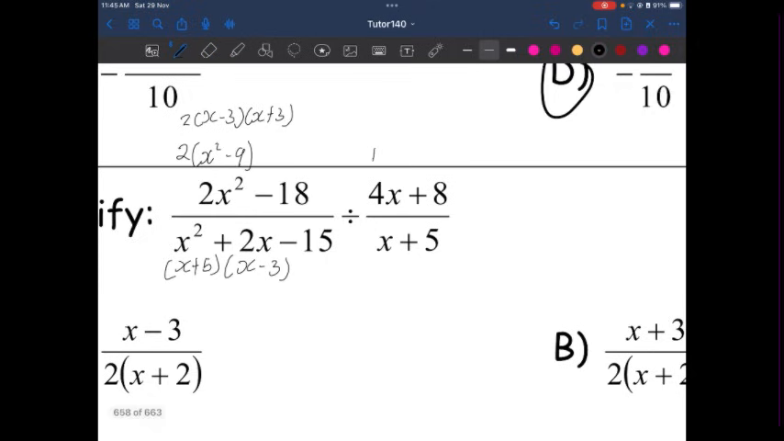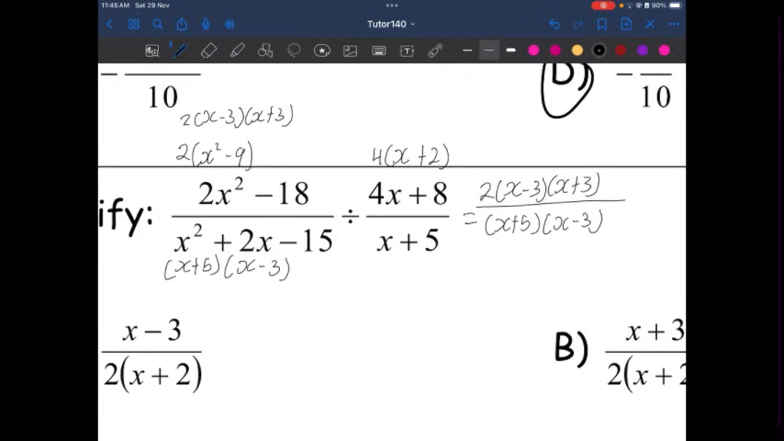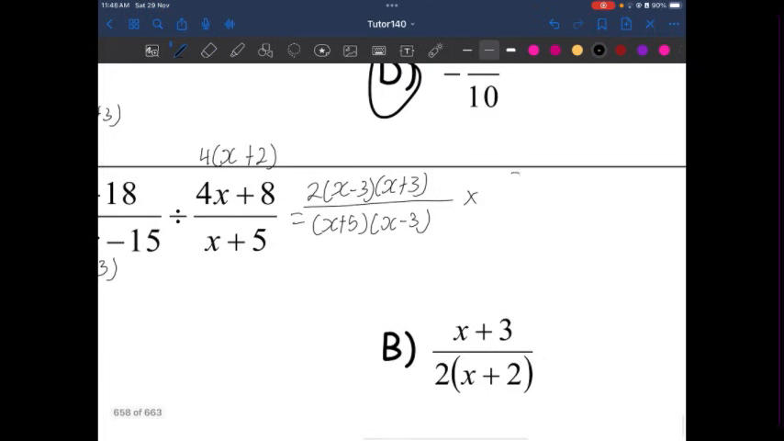You can factor this and say 4 times x plus 2, and then it's the same thing. Remember, when we divide fractions, you just keep the first fraction, change the sign, and then flip the second fraction. So this would be equal to, let's write everything factorized, 2x minus 3, x plus 3 over x plus 5, x minus 3, multiplied by x plus 5 over 4, x plus 2.